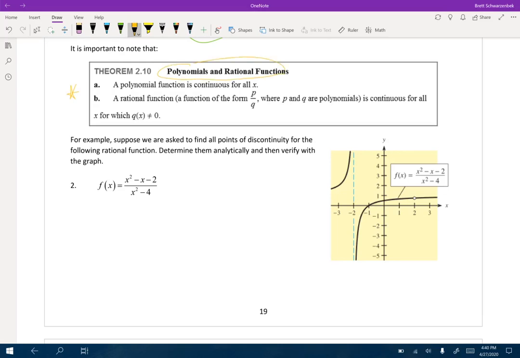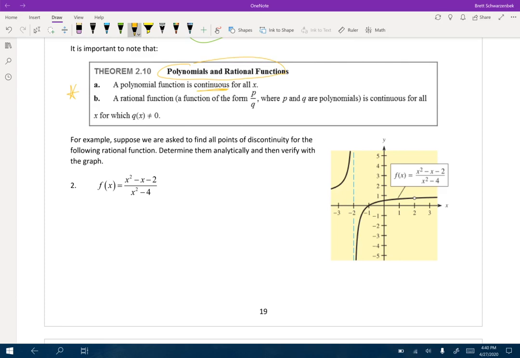It says a polynomial function is continuous for all x. Okay, well that's easy. So anytime we get a polynomial, we automatically know it's continuous. Why do we know it's continuous? Because there's no holes in a polynomial and there's no asymptotes in a polynomial. So how is it going to stop? What's going to make it stop? There's nothing. So we know polynomials are always continuous.